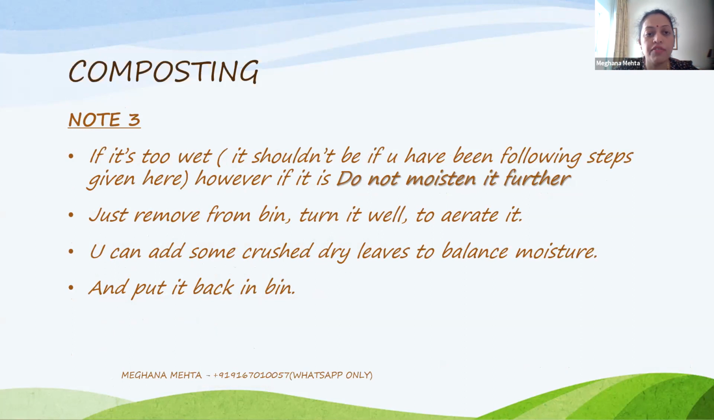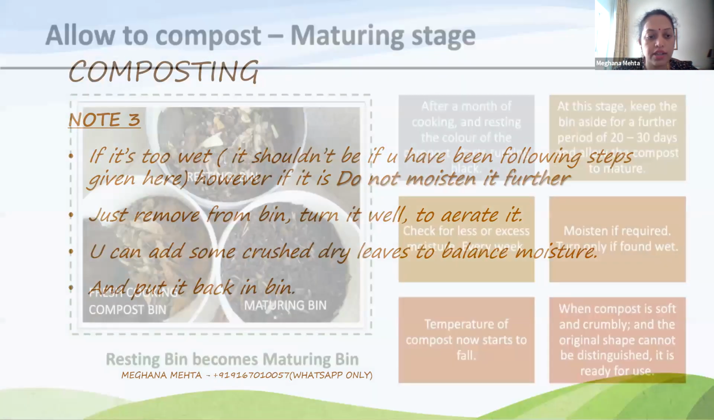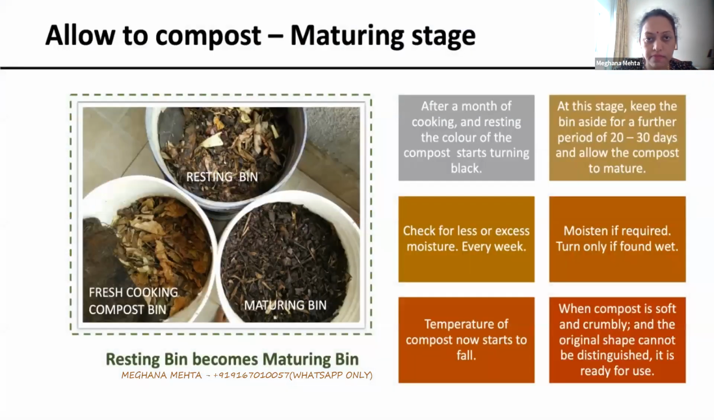Now, if it is too wet, one sec. So see over here, we have a fresh cooking compost bin in which we are making layers. Once this is full, every 2 days we are churning it up and down. Once it is completely full till the top, we leave it and we start with our next bin.